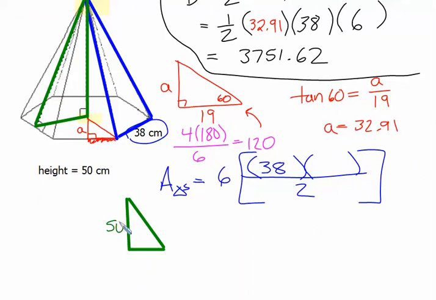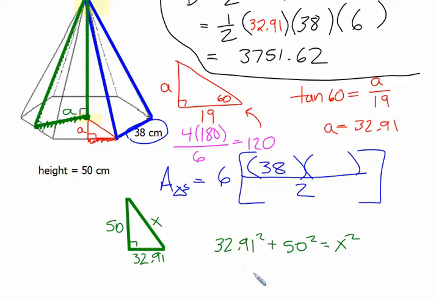Now the height of the pyramid is 50, so that part's straightforward, but the bottom of this triangle is what gives some people grief. Notice that the bottom of that triangle is simply the apothem of the pyramid. It goes from the center, the apothem of the regular hexagon portion of the pyramid, to the midpoint of a side. We found that the apothem is 32.91. We'll call the hypotenuse x, and we will use the Pythagorean theorem to solve for x. So it's 32.91 squared plus 50 squared equals x squared. I'm keeping all of the decimals on my calculator just so that I don't lose any precision.